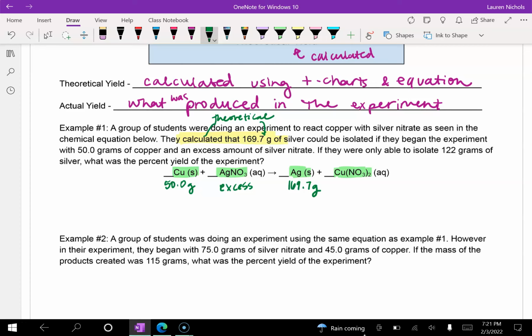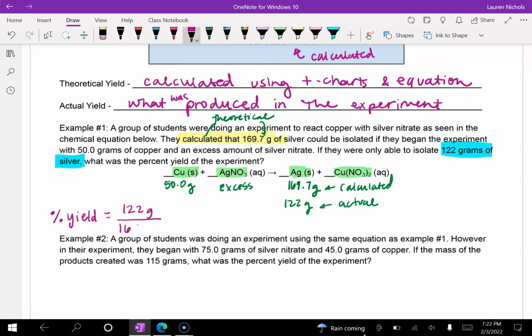However, they said they were only able to isolate 122 grams of silver. So we have this much calculated, and 122 grams of silver is what was actually created. So they want to know what is the percent yield of the experiment. So our formula, percent yield is our actual, so our 122 grams divided by our theoretical 169.7 grams, all multiplied by 100%.